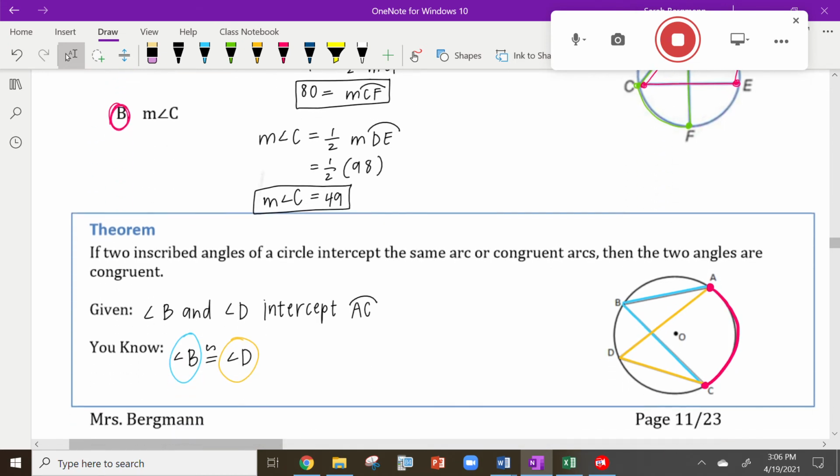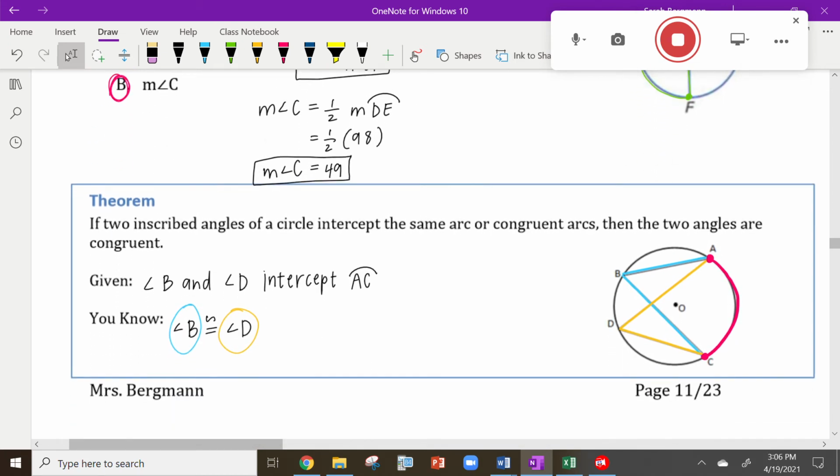Now let me show you another theorem. This theorem says that if two inscribed angles of a circle intercept the same arc or congruent arcs, then the two angles are congruent. So for example, in this case, we have angle B, which intercepts arc AC, and we have angle D, which also intercepts arc AC. Since these two angles intercept the same arc, it means that those two angles must be congruent.